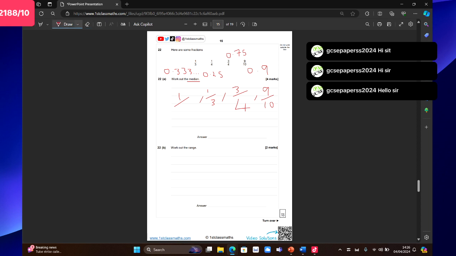So to go from a fraction to a decimal, we do the numerator divided by the denominator, or write it as a fraction out of 10, and then divide your answer by 10, or by 100 if you can. So next part, to work out the median, cross it off there, cross it off there. The median is going to lie here between these two numbers.